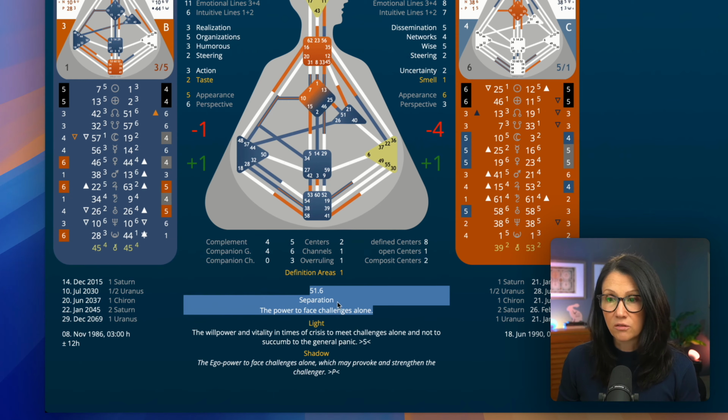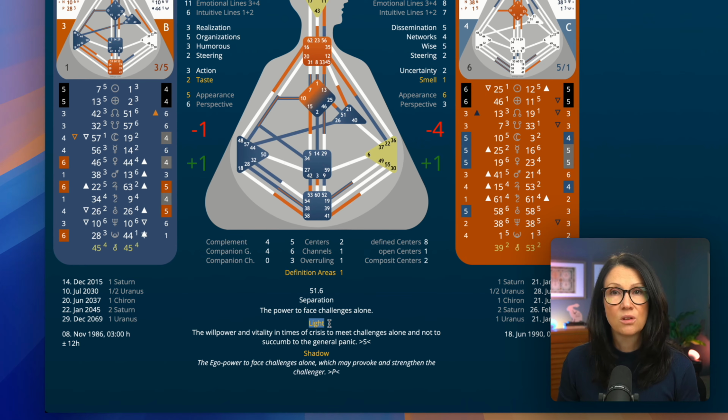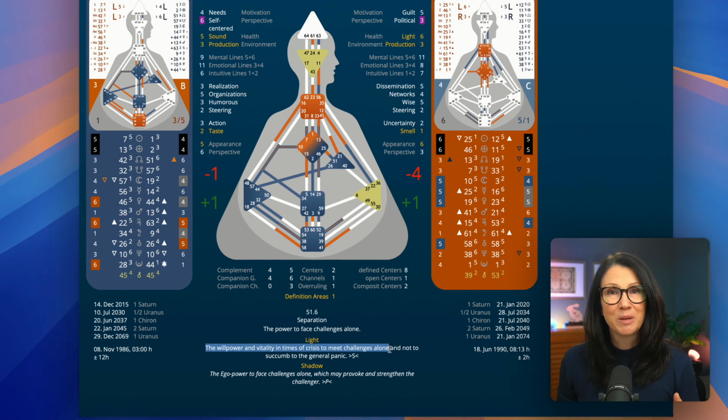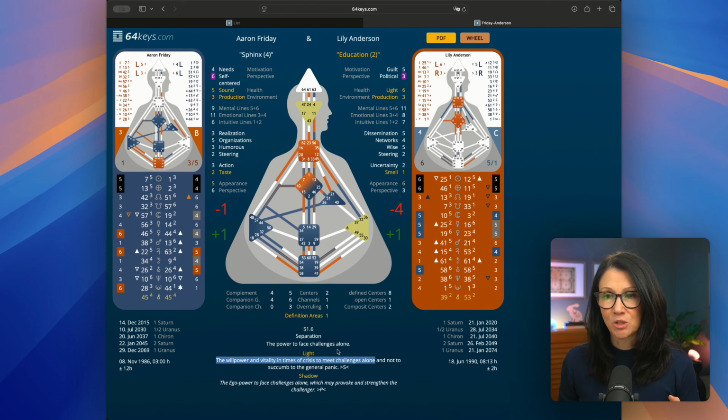But in the aura of Lily, he tends to be fixed into the light frequency, which is of course interesting in a partnership, because here it says the willpower and vitality in times of crisis to meet challenges alone. So whenever he is with Lily, his partner, he tends to meet challenges alone. So that could be an interesting dynamic in this partnership. So it's always interesting to read about the different triggerings and also read about their qualities, because this is a rather positive quality. But of course, in a partnership, this could also lead to irritations.